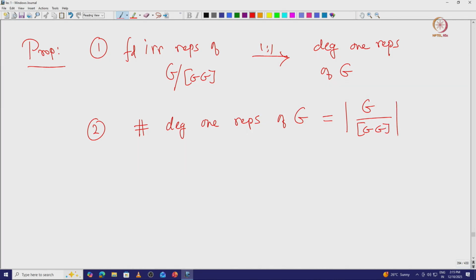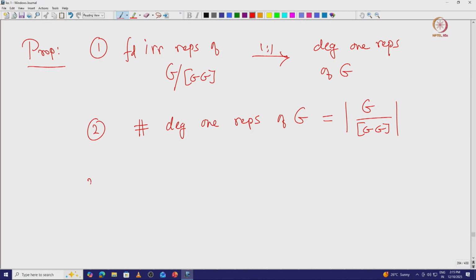We have already seen that for any abelian group, the finite dimensional irreducible representations are given by the dual group G hat, which is isomorphic to G. That is why the number of degree 1 representations of G is equal to the number of finite dimensional irreducible representations of G modulo [G,G], which is exactly equal to the cardinality of G modulo [G,G].